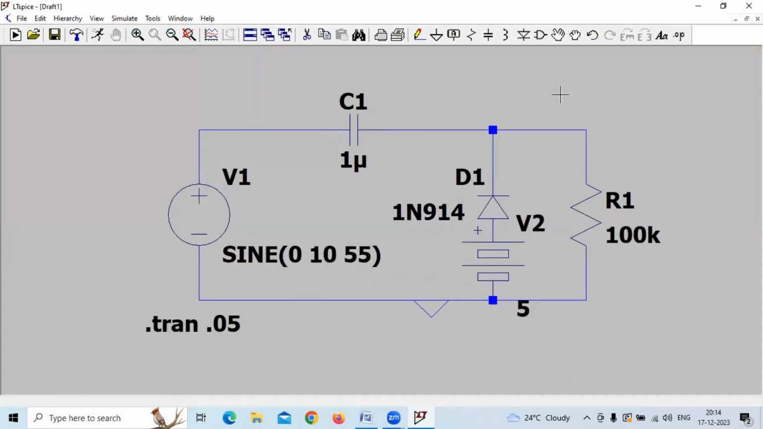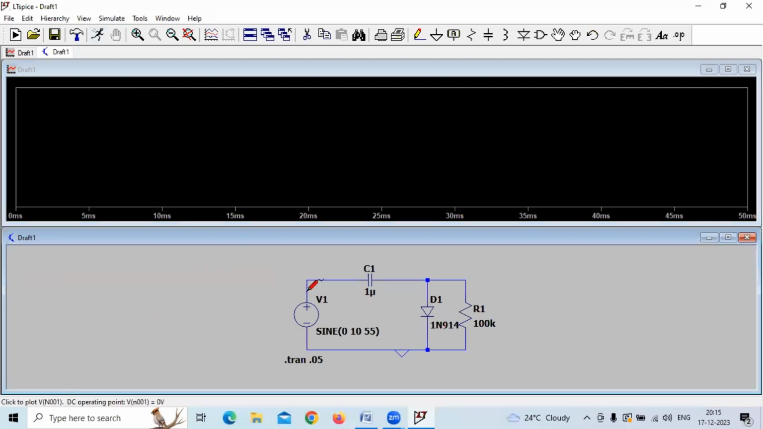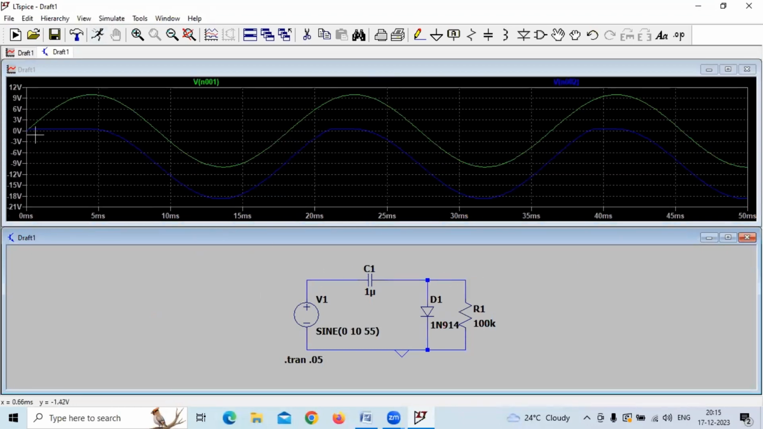Similarly, we will perform negative clamper. For negative clamper, we'll just reverse this diode symbol direction. This is a negative clamper. You can see the blue line is the negative clamper output waveform, which is simply below this zero level.